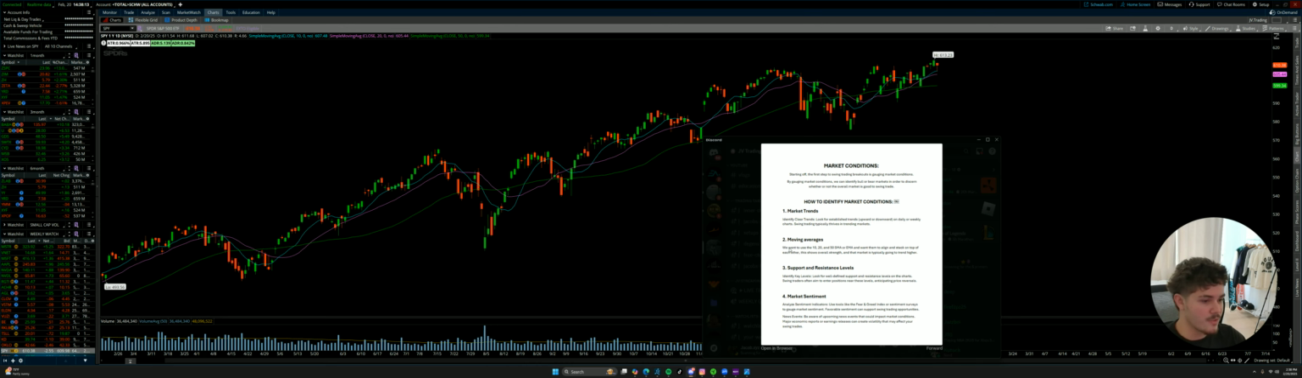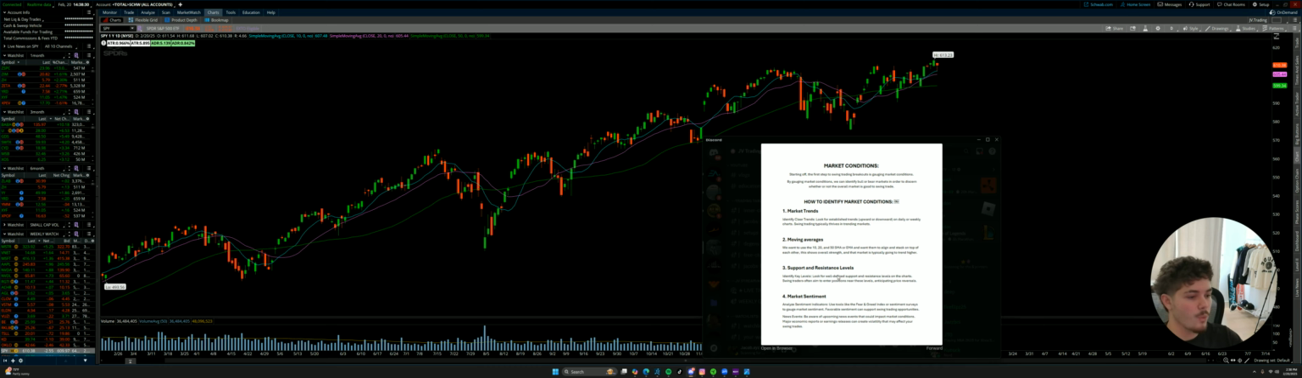So the moving averages, we want to use the 10, 20, and 50 SMA or EMA. Personally, I use the SMA, and we want them to align and stack on top of each other. This shows overall strength, and that market is typically going to trend higher. And then the third is going to be support and resistance levels.